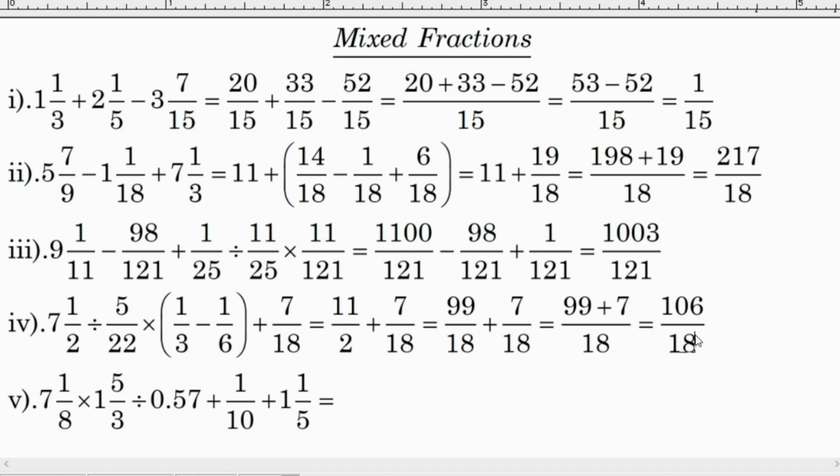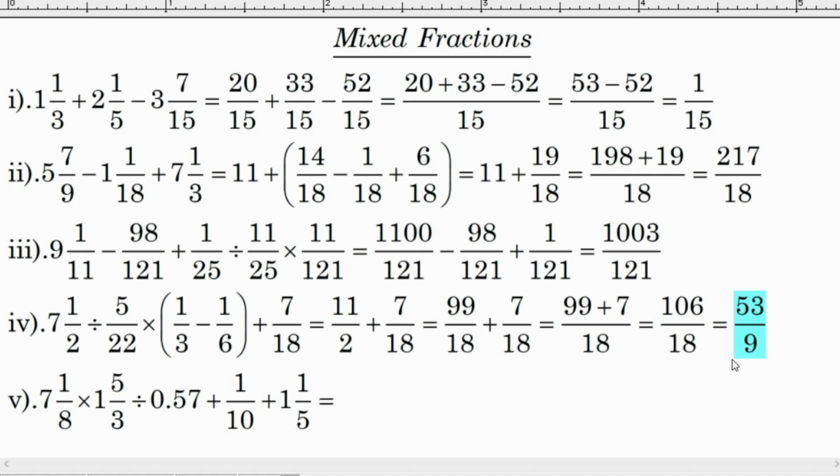So now, as we can see, we can just simplify the numerator and denominator again, because 106 is an even number and 18 is also an even number. 18 divided by 2 equals 9. 106 divided by 2 equals 53. So now 53 divided by 9 is the final answer. We cannot simplify it anymore.